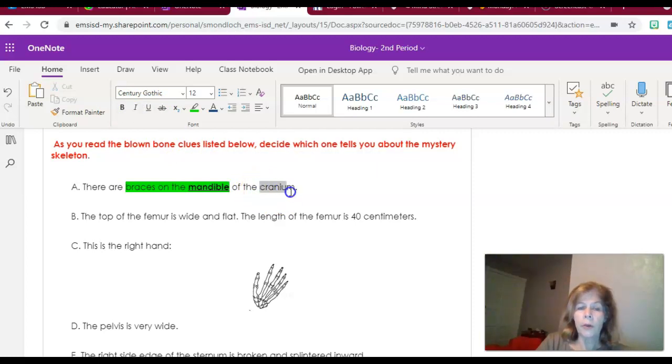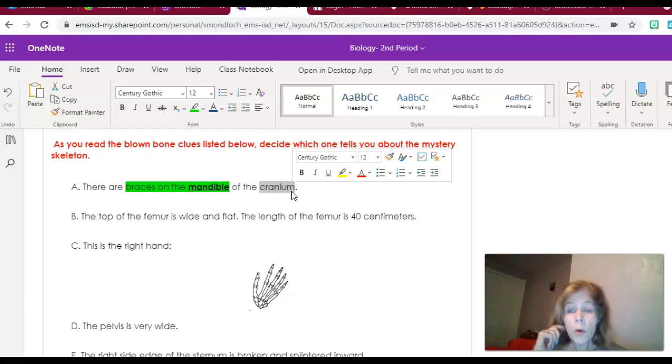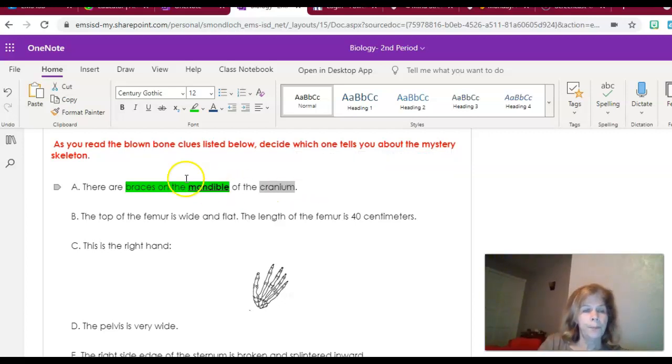And then you have on the cranium. So you know where typically braces are on your teeth. So you can infer that the mandible is the jaw and your cranium is the head. And by using the skeleton resource, you can confirm that. So you should start thinking, who usually has braces? So typically, not always, but typically braces are on younger people. So we're probably looking at someone under 20 at this point.